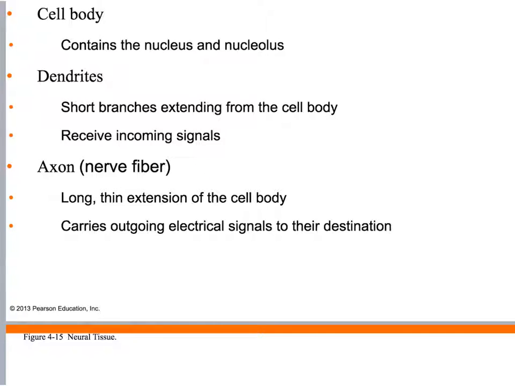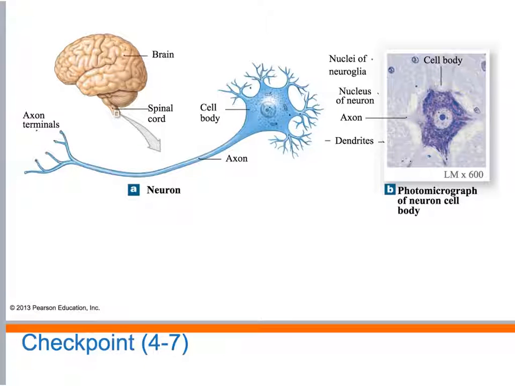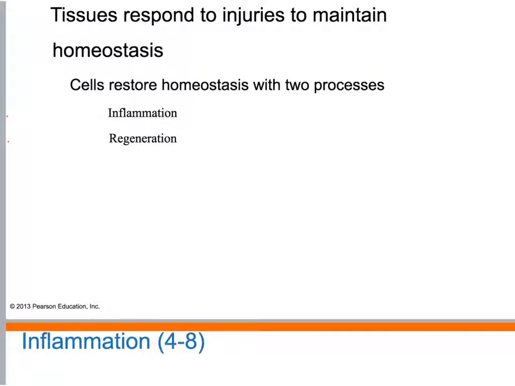Now, the nerve cell or the actual neuron has 3 parts. The cell body, and that contains the nucleus and the nucleolus. The dendrites are the short branches extending from the cell body, and they receive incoming signals. And then the axon, and that's a long, thin extension of the cell body, and it carries outgoing electrical signals to their destination. This is an illustration of a neuron.